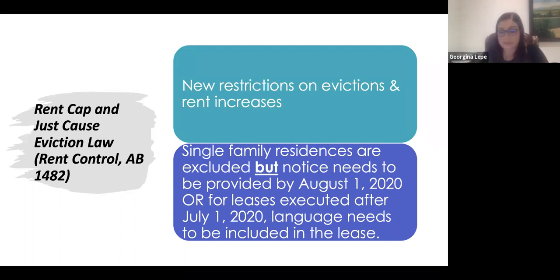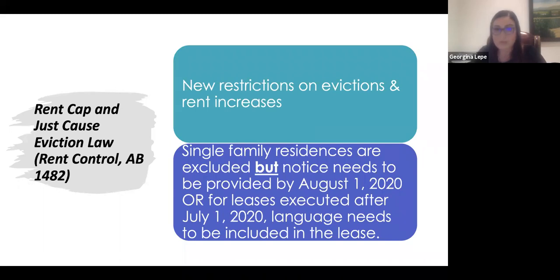One of the exemptions is that single family residences are exempt from this new law. So if you rent out a single family residence, you do not need to comply with this law. However, you do need to provide notice to your tenants that this law exists and that the property is exempt. And there's actually a deadline. Notice needs to be provided by August 1st. So you have about a month left to provide this notice to your tenant and inform them, yes, tenant, California adopted this new rent control law, but it doesn't apply to you.